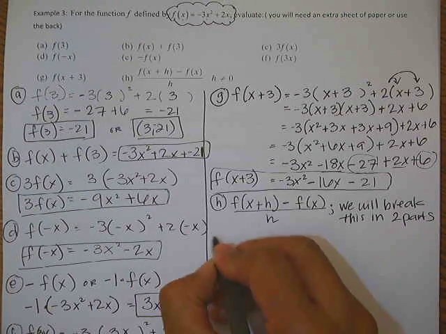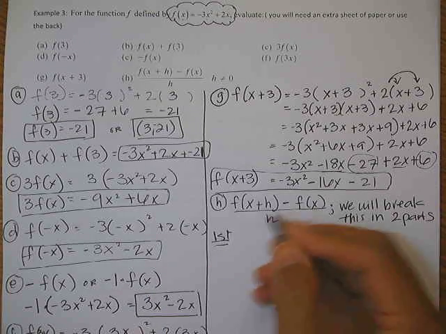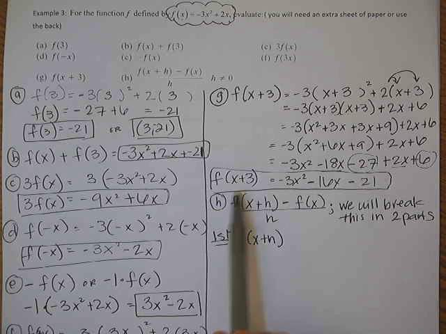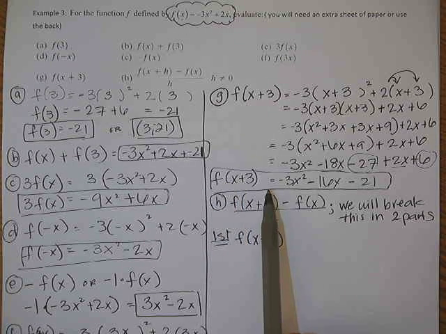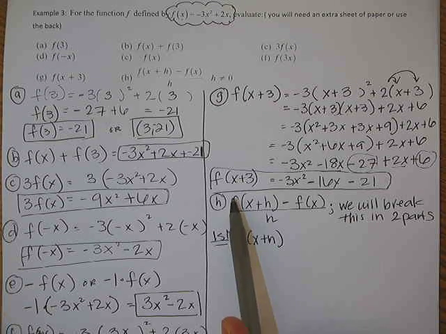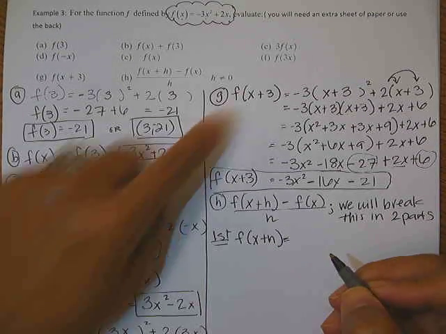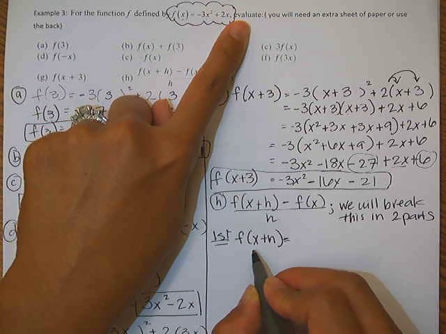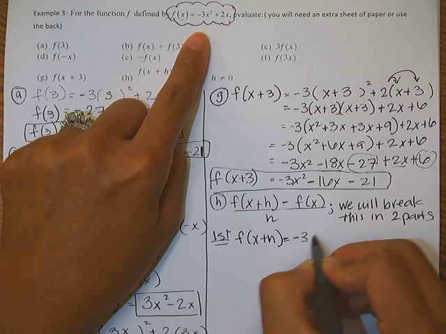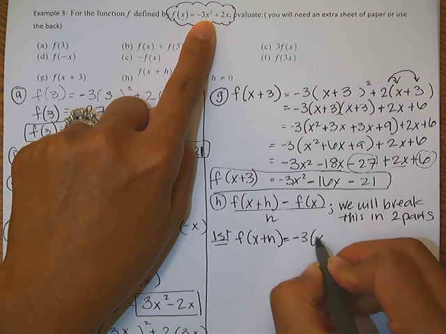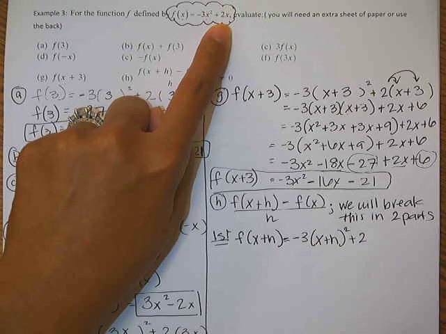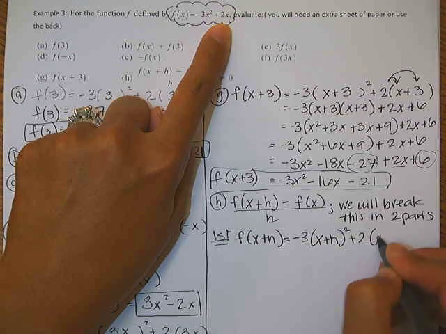So the first part I'm going to accomplish is f of x plus h, which is very similar to f of x plus 3. I'm going to do exactly the same thing, except now I have x plus h instead of x plus 3. So here we go. Anytime I see an x in my equation, I'm just going to substitute it with x plus h. So we have negative 3. I see an x squared, so I'm going to write in x plus h squared plus 2 times x, which my input is now x plus h.